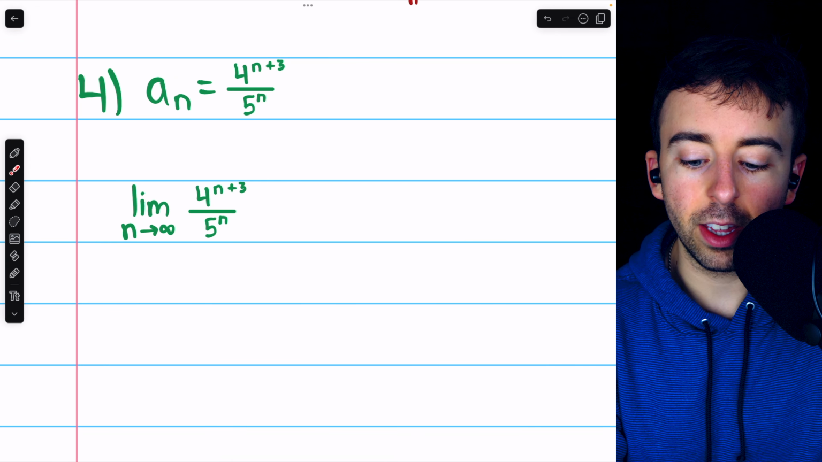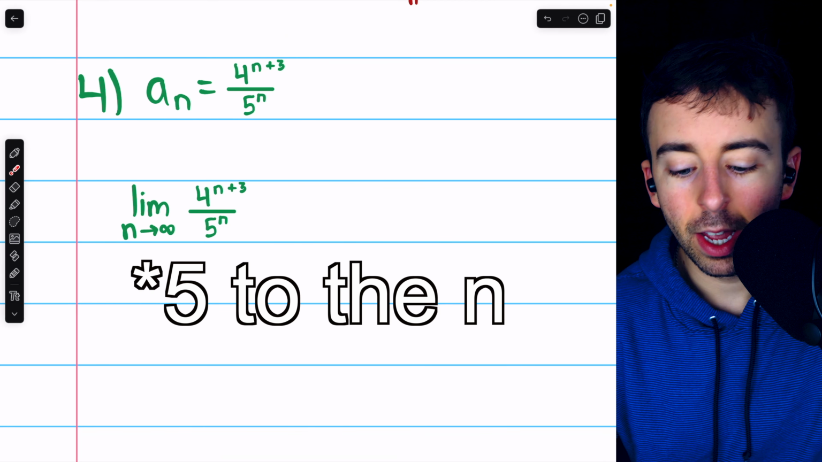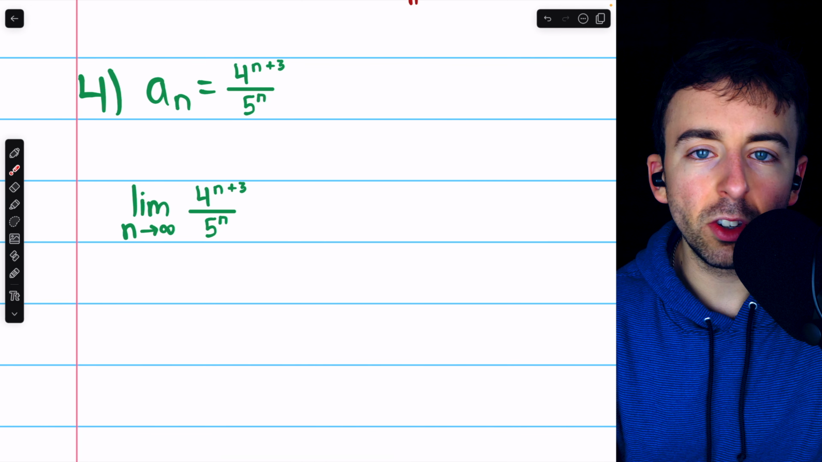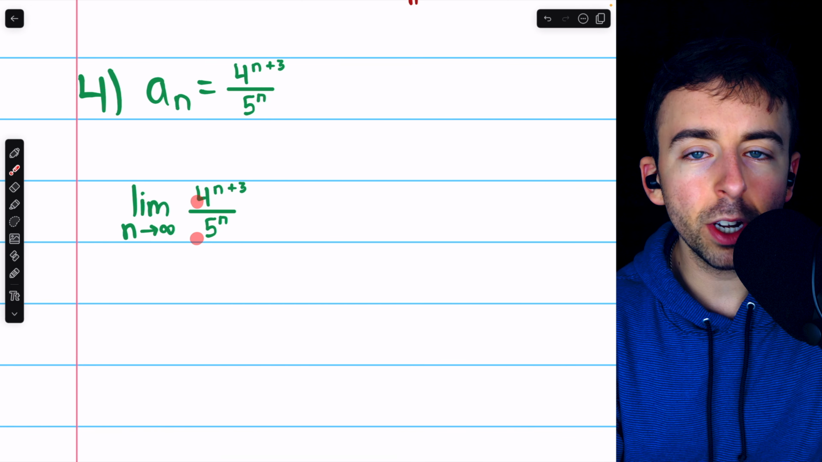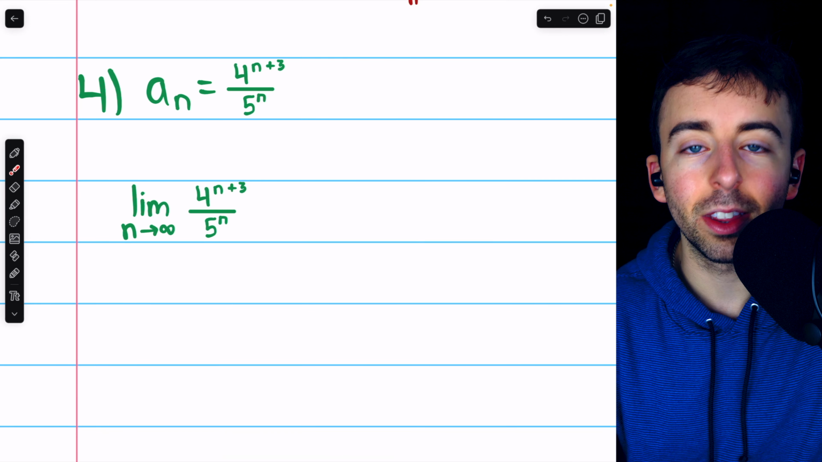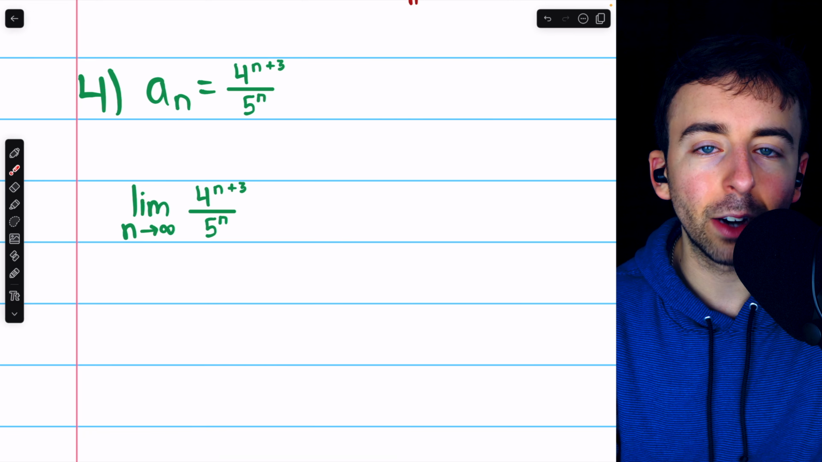Number 4, here's a cute example. 4 to the n plus 3 over 5 to the n. So let's look at the limit of this as n goes to infinity. First thing we should notice is that 4 and 5 pretty much have the same power. 4 just has this plus 3 in its power that the 5 doesn't have. But this plus 3 is just 3 additional factors of 4.